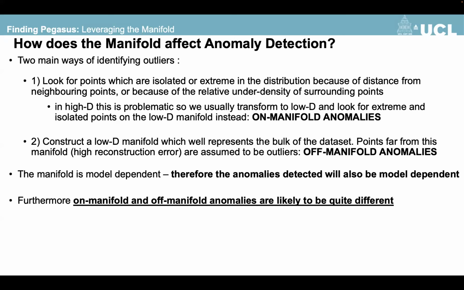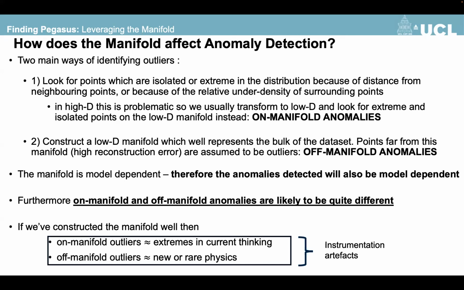off-manifold anomalies. We've already seen the manifold is model dependent. Therefore, the anomalies detected will also be model dependent. And furthermore, on-manifold and off-manifold anomalies are likely to be quite different. If we've constructed the manifold well, then aside from instrumentation artifacts, which could exist anywhere, on-manifold anomalies should represent extremes in our current thinking, and off-manifold anomalies could be where we find new or rare physics.